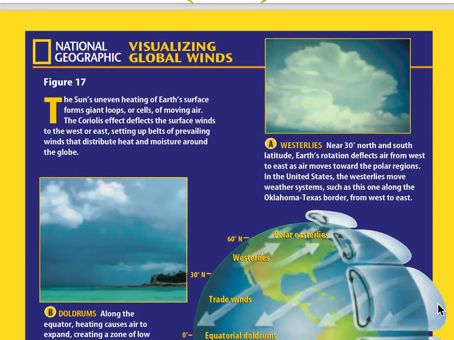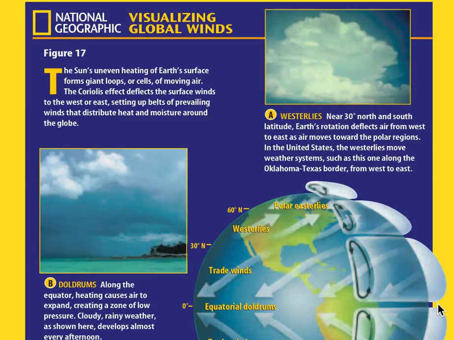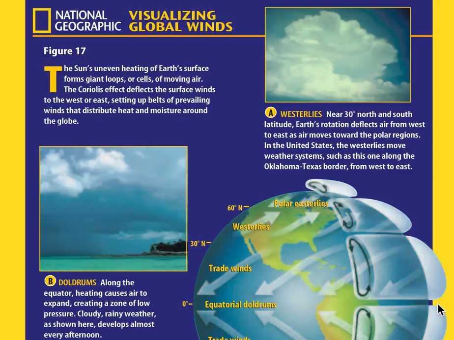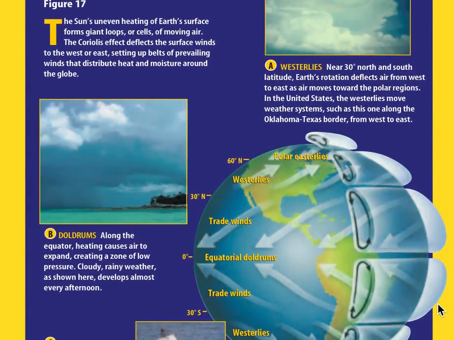Visualizing global winds. The sun's uneven heating of Earth's surface forms giant loops or cells of moving air. The Coriolis effect deflects the surface winds to the west or east, setting up belts of prevailing winds that distribute heat and moisture around the globe.